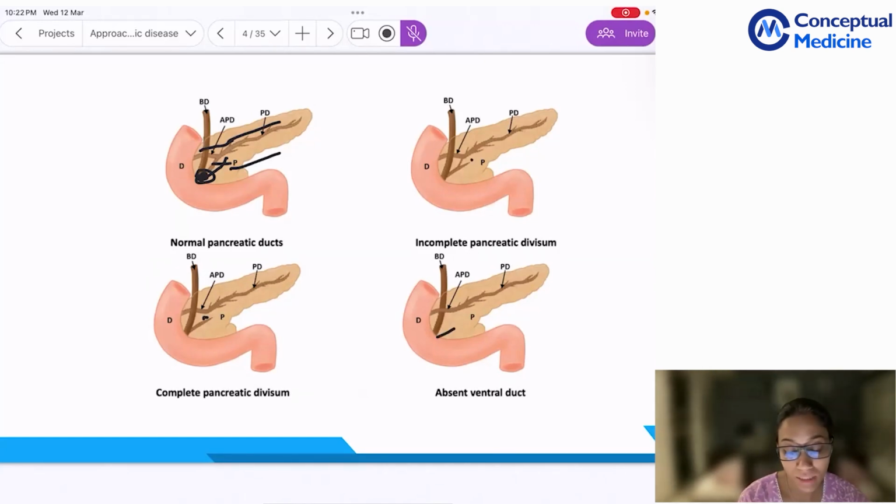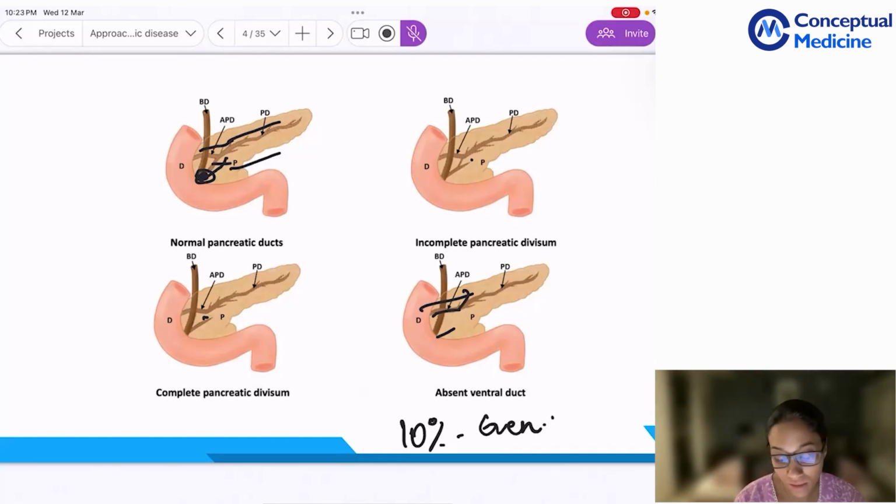So what happens? The main flow goes into the accessory duct and it drains into the minor papilla. When it drains into the minor papilla, the pressure over there is very high and there can be reflux of the secretions back into the pancreas. This causes pancreatitis. But this is present in about 10% of the general population.